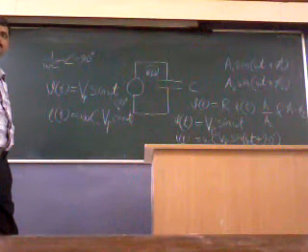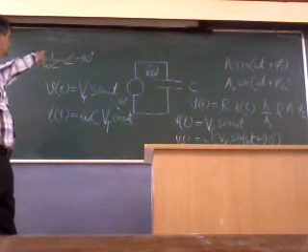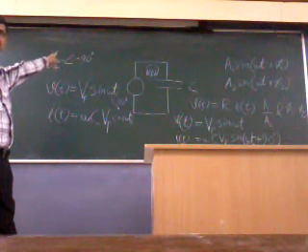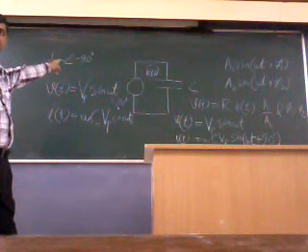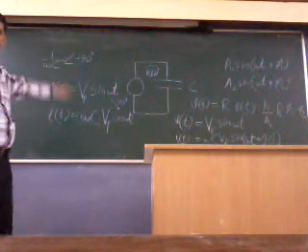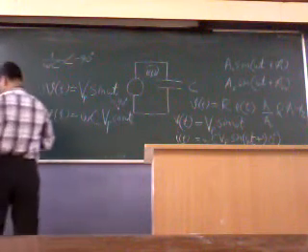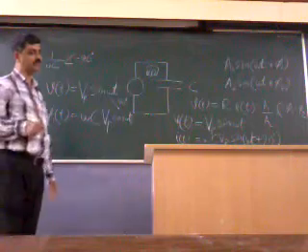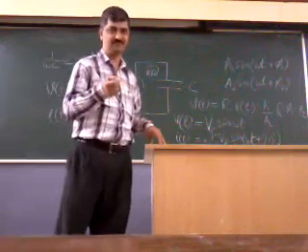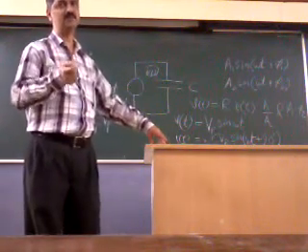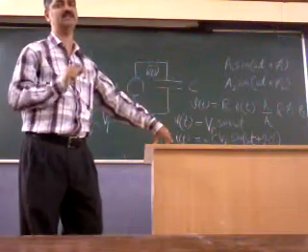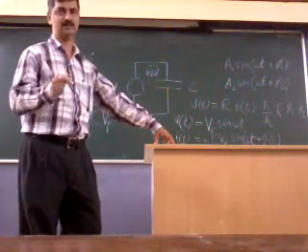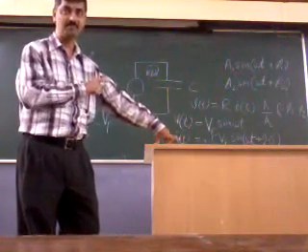Is it clear? So it is 1 upon omega C angle minus 90. This is the impedance of the capacitor. Impedance is a parameter which is resistance-like, expressing the relationship between voltage upon current in a different form.